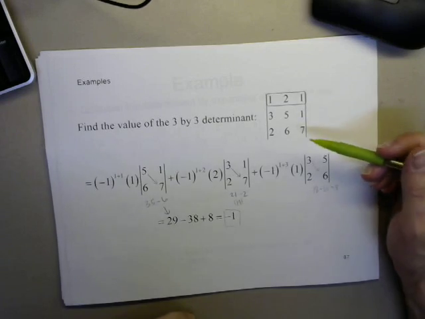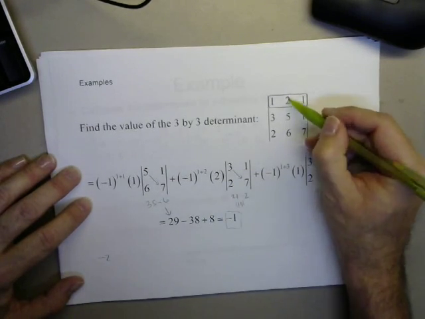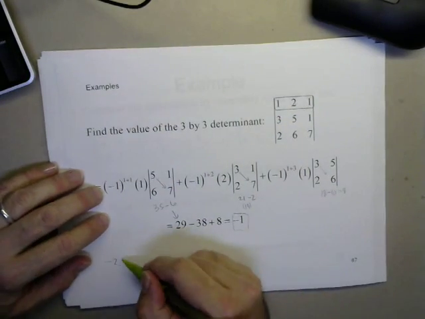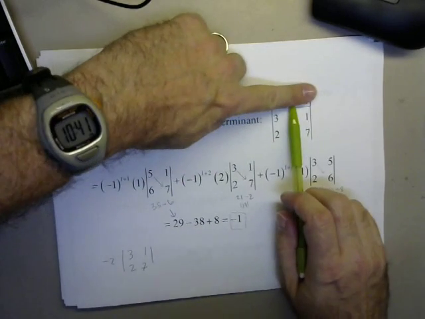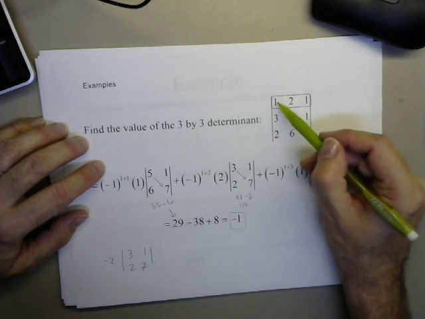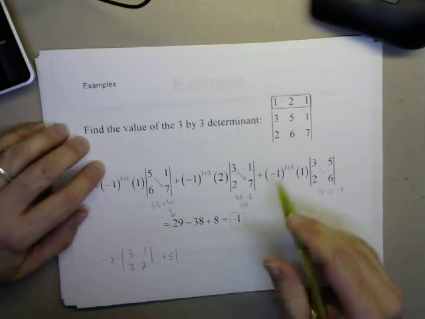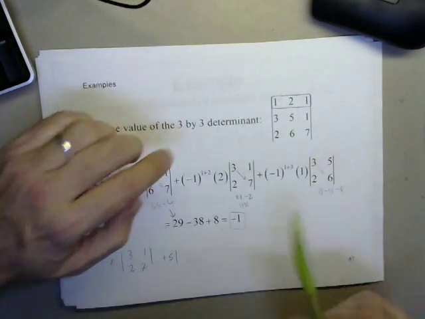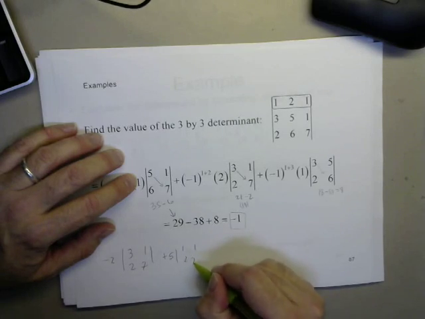So basically what you want to do is you take the 2 multiplied by -1, and then multiply by the determinant you get when you cross out the row and column of the 2. So you'll get, multiply that by 3, 1, 2, 7, because if I cross out 2, I'll get 3, 2, 1, 7. Then, with the signs positive, negative, positive, negative, positive, I've got a positive 5. Multiply that by, if I cross out the row and column that the 5 is in, I'll get 1, 1, 2, 7. So multiply that by the 2 by 2 determinant 1, 1, 2, 7.